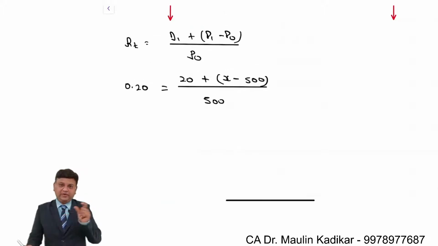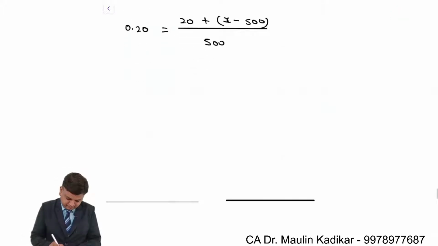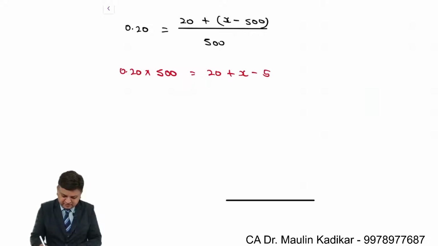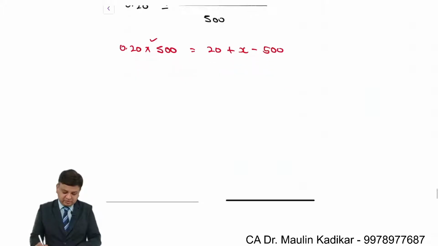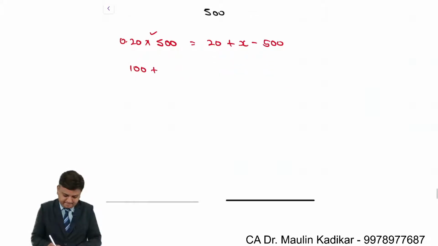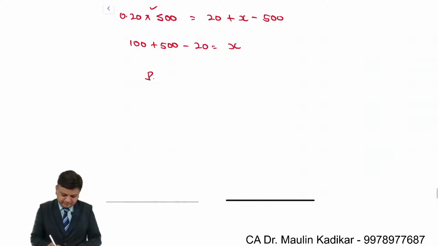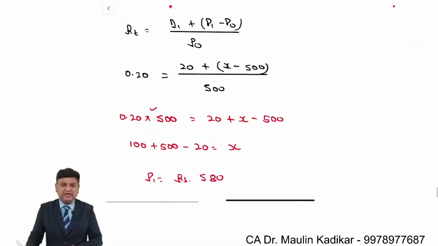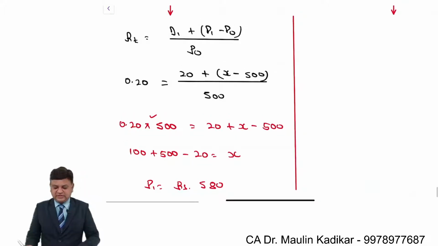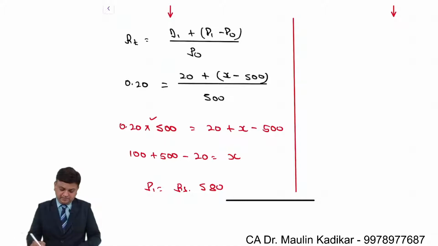0.20 into 500, that is 100 rupees, is equal to 20 plus X minus 500. So the product of these two is 100, plus 500 minus 20 is equal to X. So P1 is rupees 580. This is an absolutely logical method by which you can do it. However, the approach has provided a formula, and of course we are supposed to use that from the examination point of view.